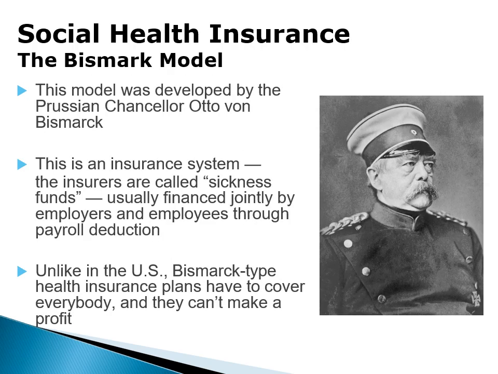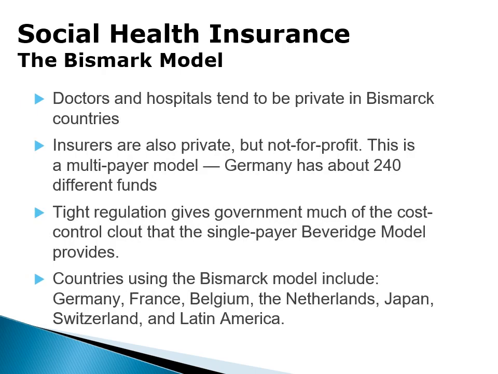The next model seen globally is the social health insurance model. This model was developed by the Prussian Chancellor Otto von Bismarck. This is an insurance system. The insurers are called sickness funds, and they're usually jointly funded by employers and employees through payroll deduction. For people who are not working, the former employers will sometimes kick in money and the government will provide funding. Unlike in the US, however, Bismarck-type health insurance plans have to cover everybody and they can't make a profit.